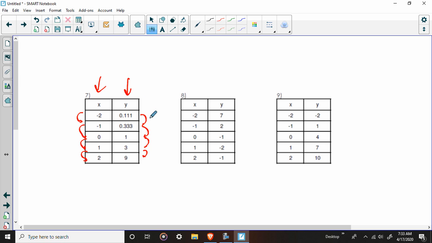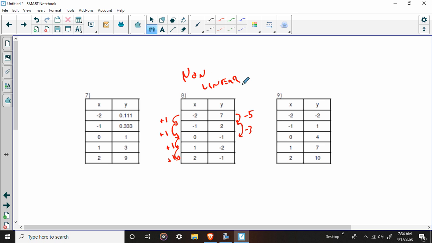Pretty much what you need to do is you're just going to see what's the difference here. Subtract these numbers and see, okay? So I'll come back to 7. We're going to go to 8 first just to see what this looks like, okay? So let's take a look. What are these numbers changed by? They're always the same, right? These are good. This is up by 1, up by 1, up by 1, up by 1, right? This, now what do? We went down 5. Now we went down 3. Right there, you can stop. This is non-linear, okay?